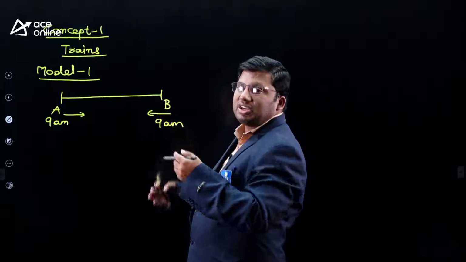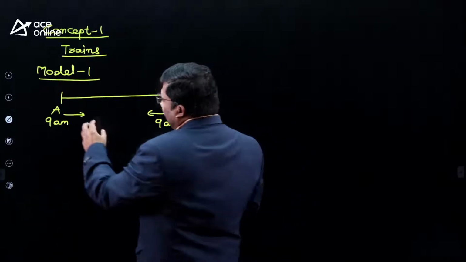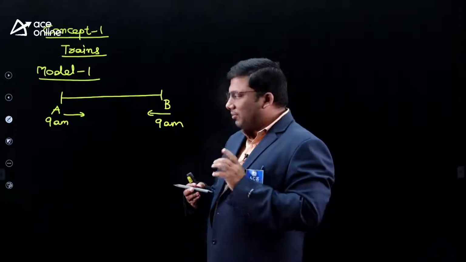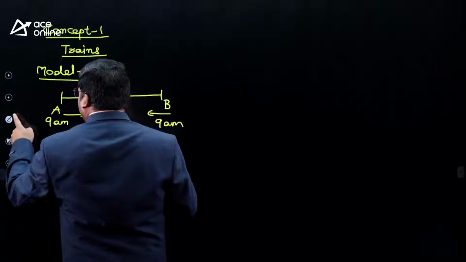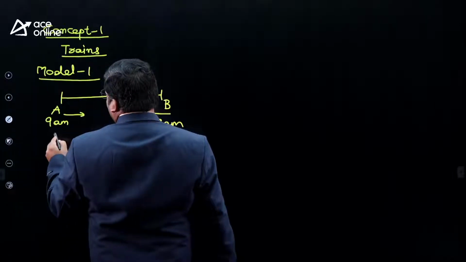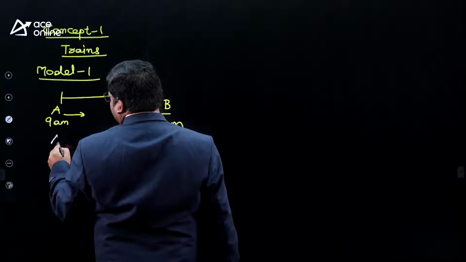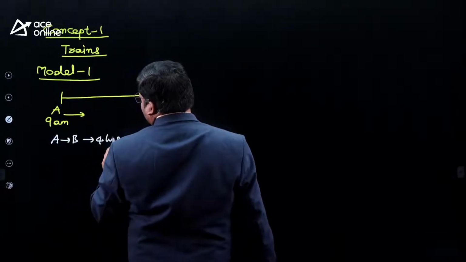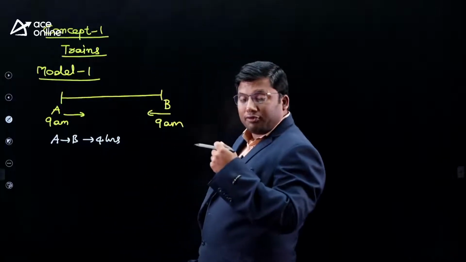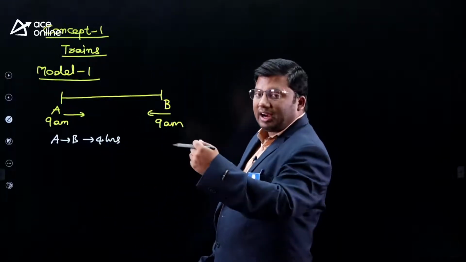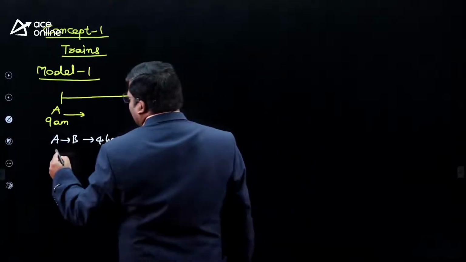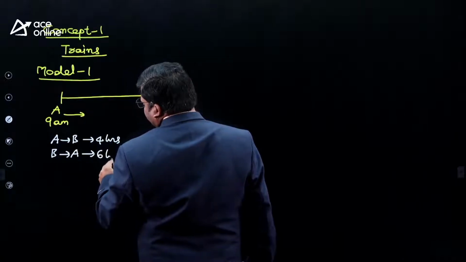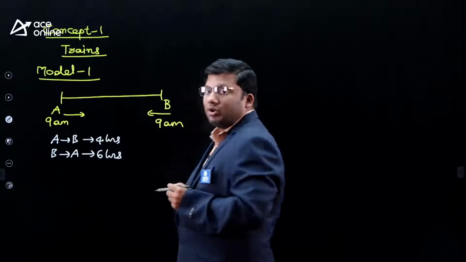There are two stations, station A and station B. At station A, one train starts at 9 a.m. At station B, another train starts at 9 a.m. Now listen carefully. This is train 1, from A to B. It will take 4 hours to travel from A to B. Similarly, there is another train from B to A. It will take 6 hours to go from B to A.